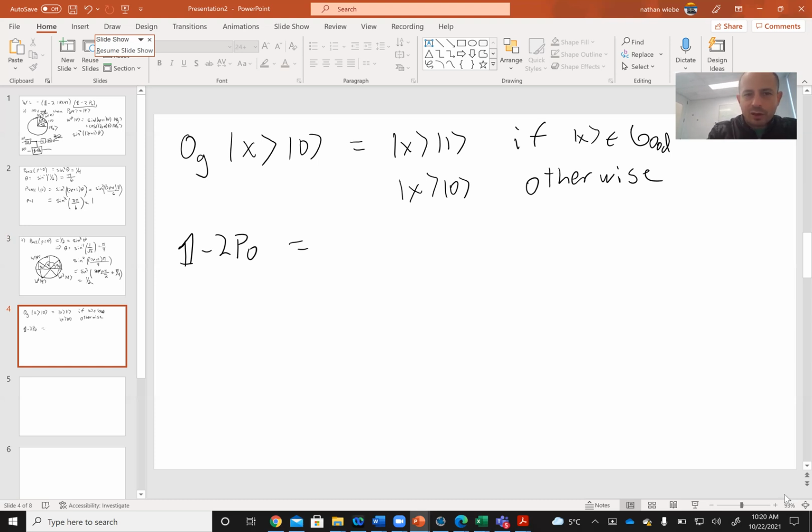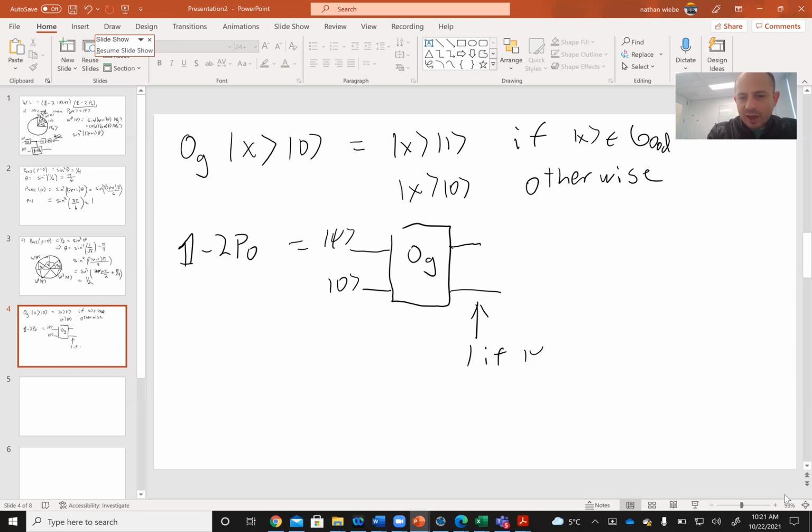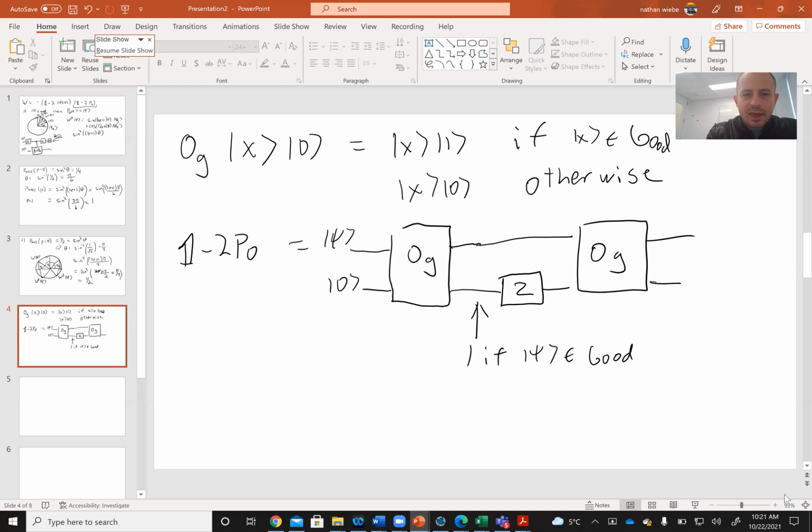This actually can be thought of as the following circuit. It can be thought of as taking a state ψ as input, feeding it into the good oracle, keeping a bit that stores whether or not the state is good. So this will be 1 if ψ is in good. Then what we can do is apply a Z gate to it and apply our good oracle again. And this will end up giving us our reflection. Okay, so this is an oracular way that we can think about the problem.